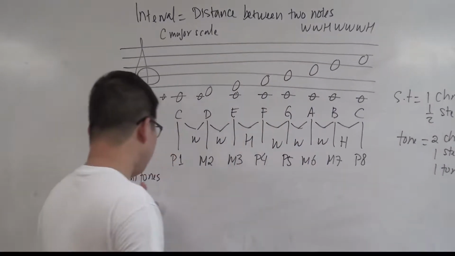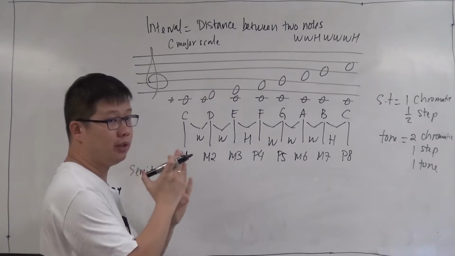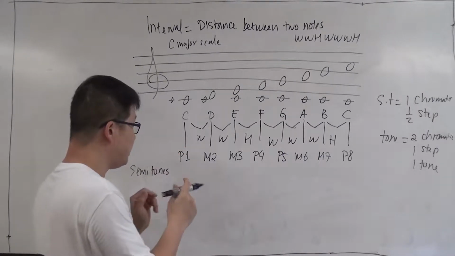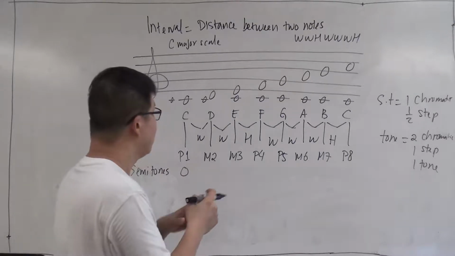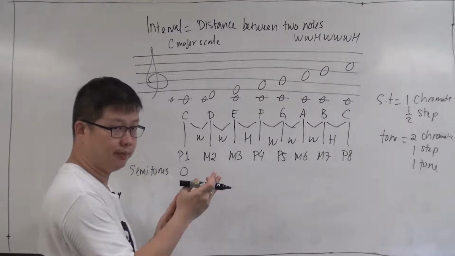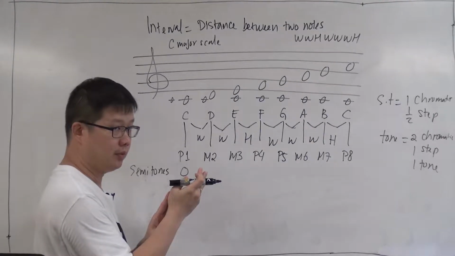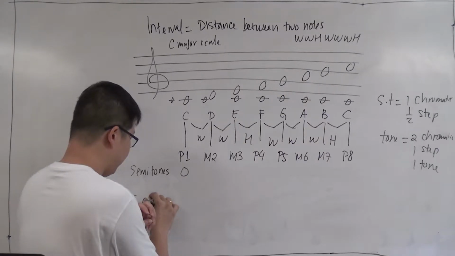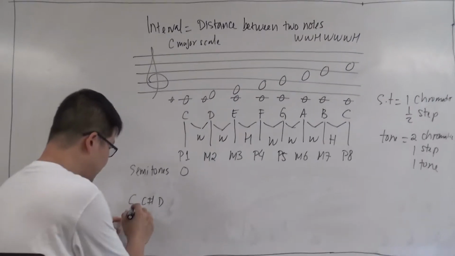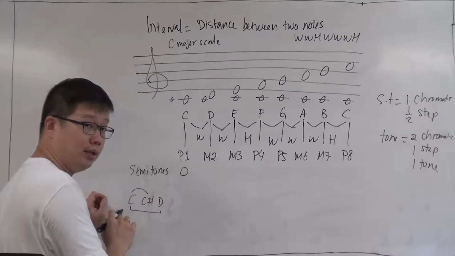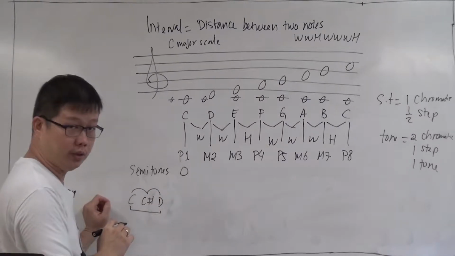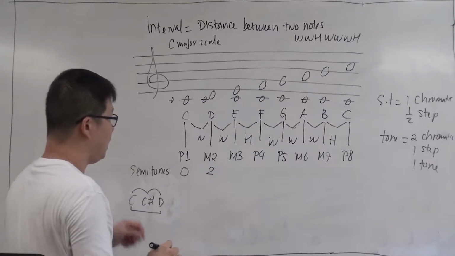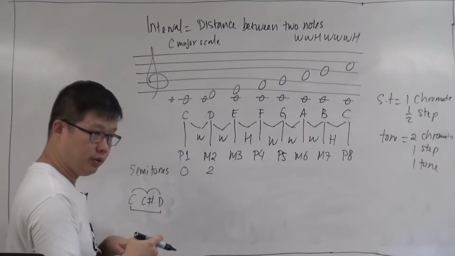Okay. Now let's go back to here. C to C, if the note is the same, is there something in the middle? Nothing, right? Because it's the same. So the semitones is 0. Is it correct? Now, C to D, is there something in the middle? So what note is in the middle? You have C, after that is C sharp, then D. Okay? So when you have something in the middle, this is one semitone, two semitones. Okay, so C to D, how many semitones? 2 semitones.